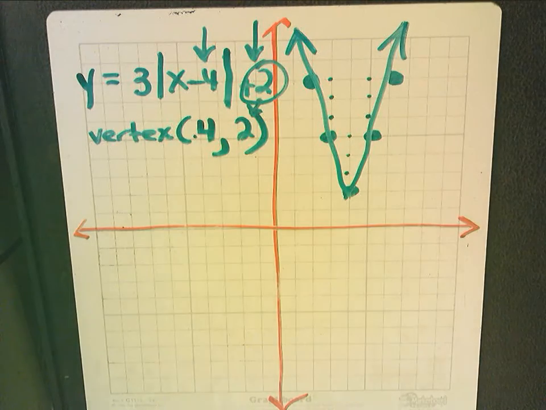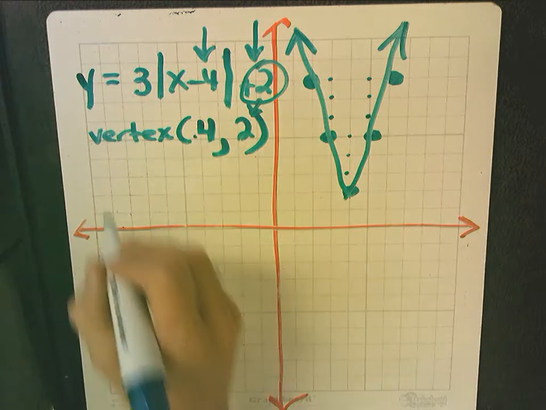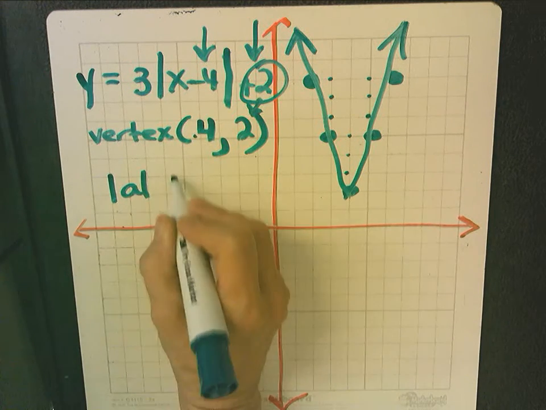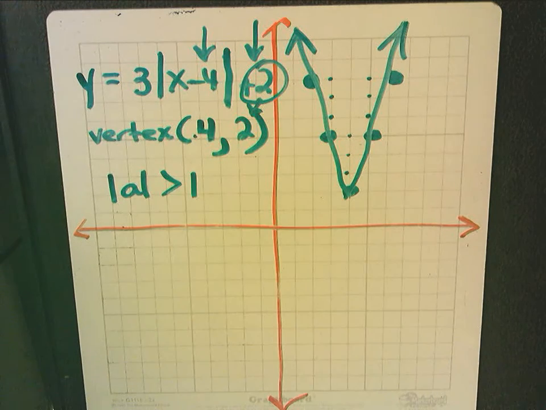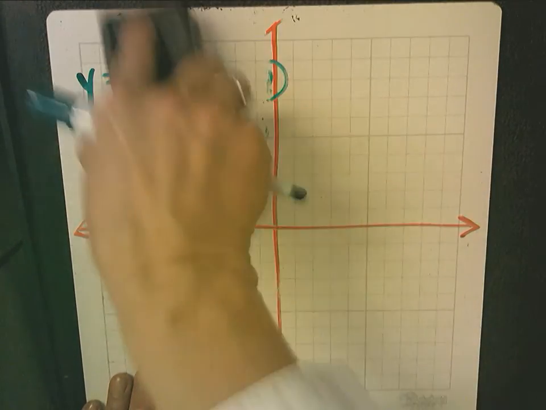So it is a V. This happens to be a vertical stretch. It's a stretch because the absolute value of a is greater than 1. So that's consistent with our linear equations, where if the absolute value of the slope was greater than 1, it was a stretch. Okay, let's do another one.